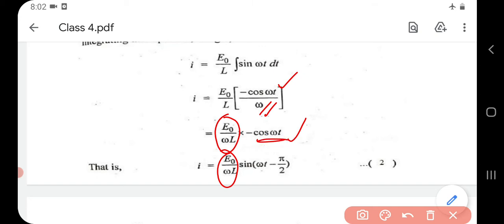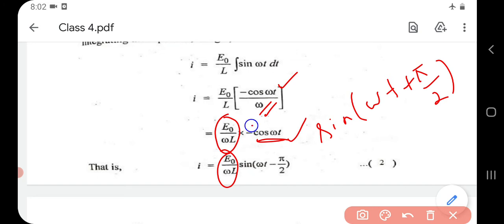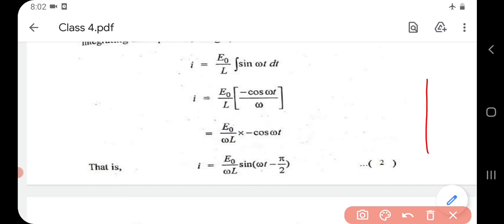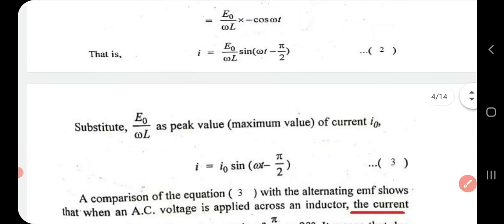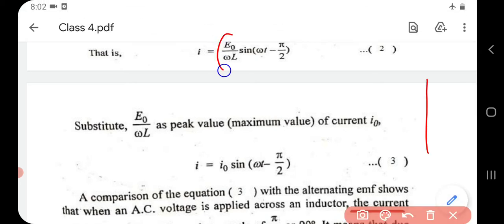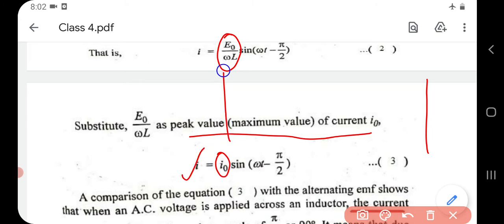Now cos omega t can also be written as sin of omega t plus pi by 2. Since here it is minus cos omega t, we can write sin of omega t minus pi by 2. Then this E0 by omega L is actually the peak value, or the maximum value, of current. So it is expressed by the letter I0. So I0 is E0 by omega L, and we have sin of omega t minus pi by 2.